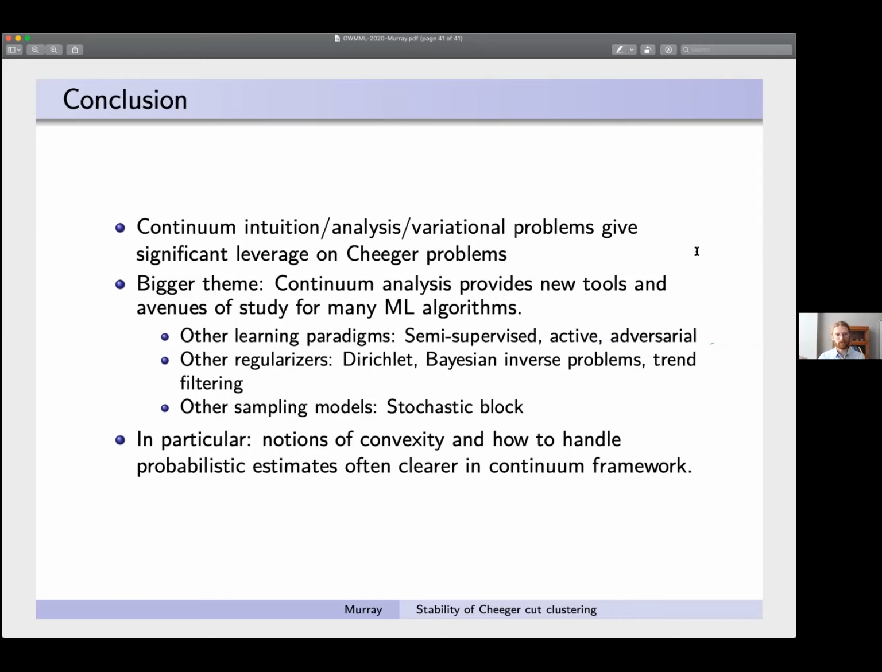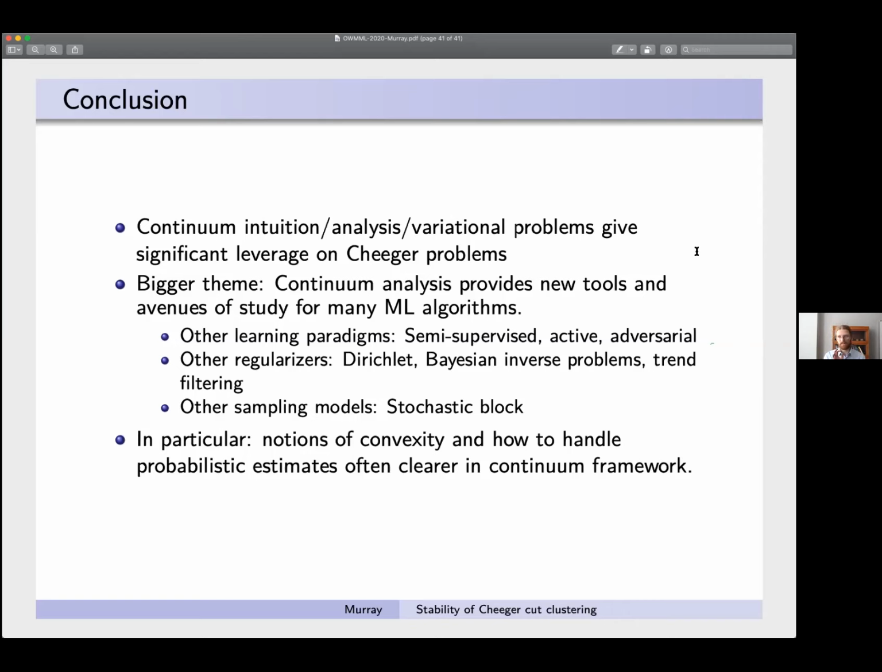Here I'd make a big list of semi-supervised, active, adversarial, Dirichlet. I list all of these different things, but really the takeaway I hope to give is that there's a lot of work and energy going towards this, and I think it provides a lot of new avenues for studying and understanding these ML problems using the ideas and tools from the continuum analysis.